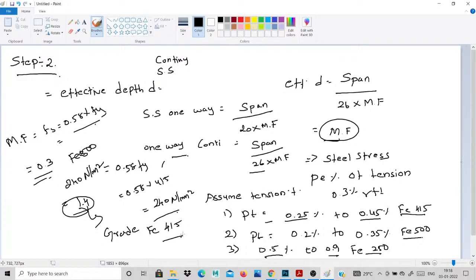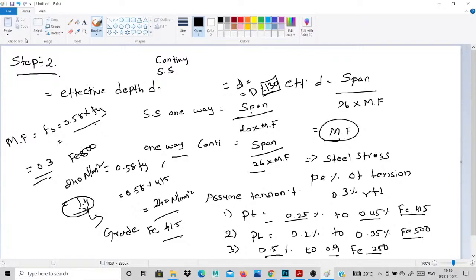Now it is clear how to take the modification value based on your grade of steel, whether Fe415, Fe500 or Fe550. Using the difference in grade of steel, you calculate the modification value. This is the first step. Then you go for the actual formula and provide the modification factor for the effective depth, then calculate the total depth.